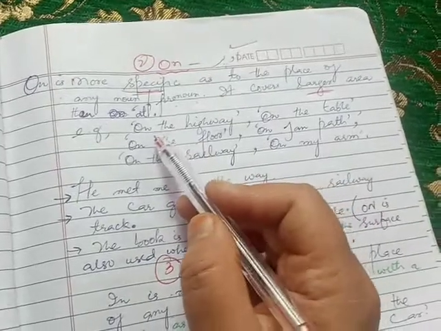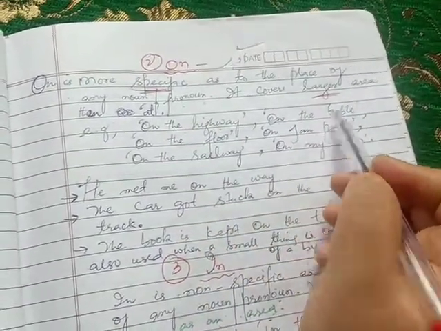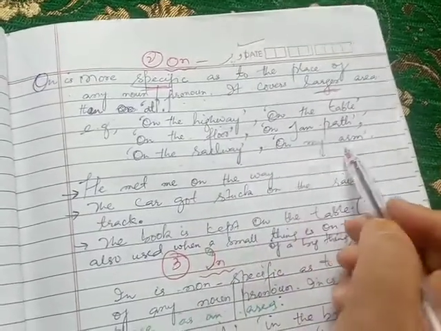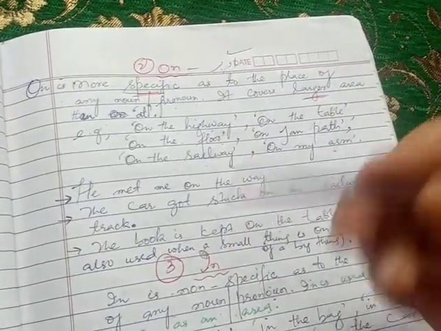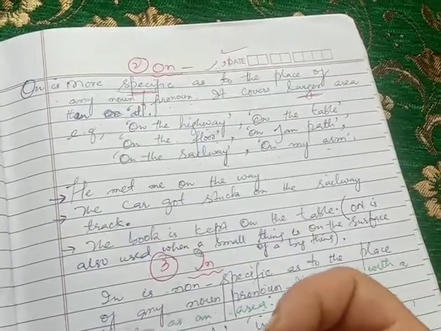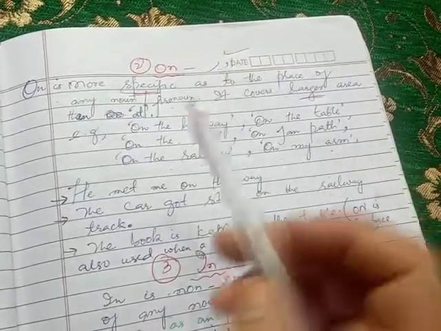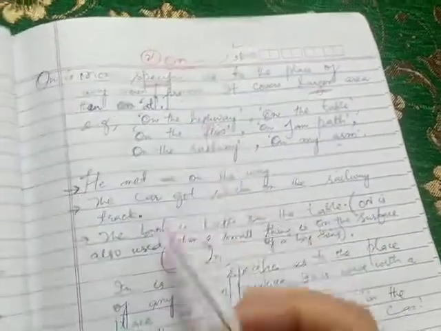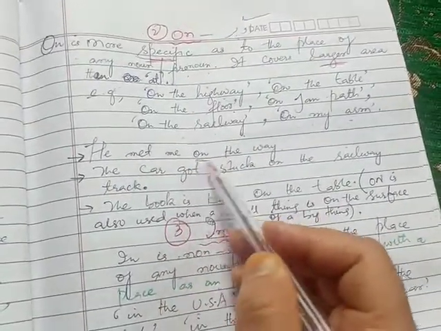For example, on the highway, on the table, on the floor, on the railway, on my arm. On is also used when a small thing is on the surface of a big thing. There we can also use on. For example, he met me on the way.